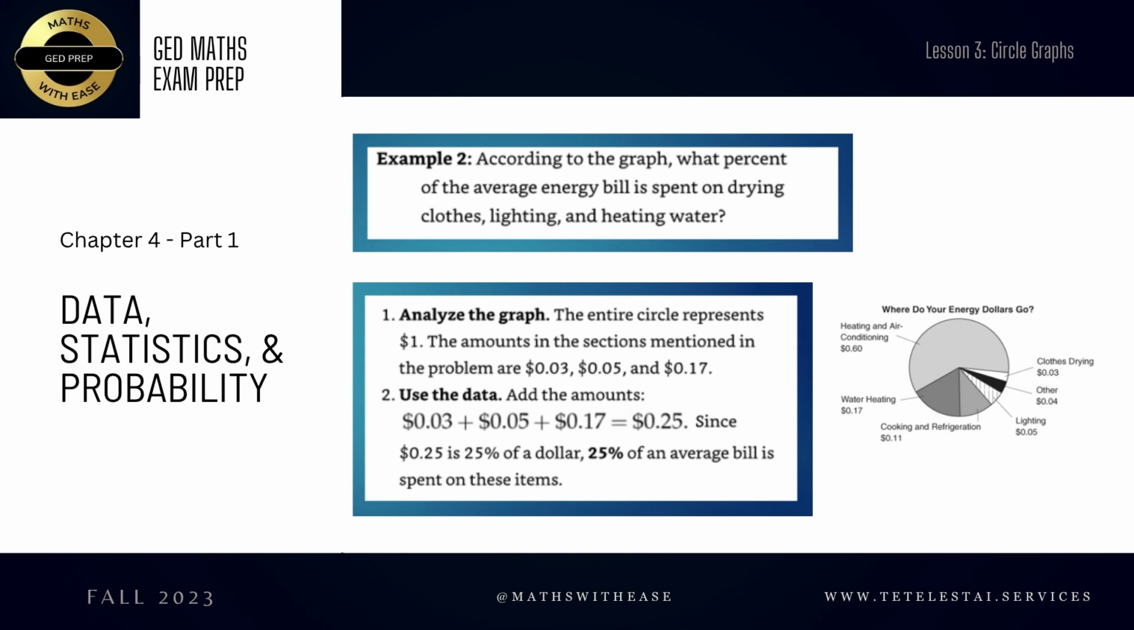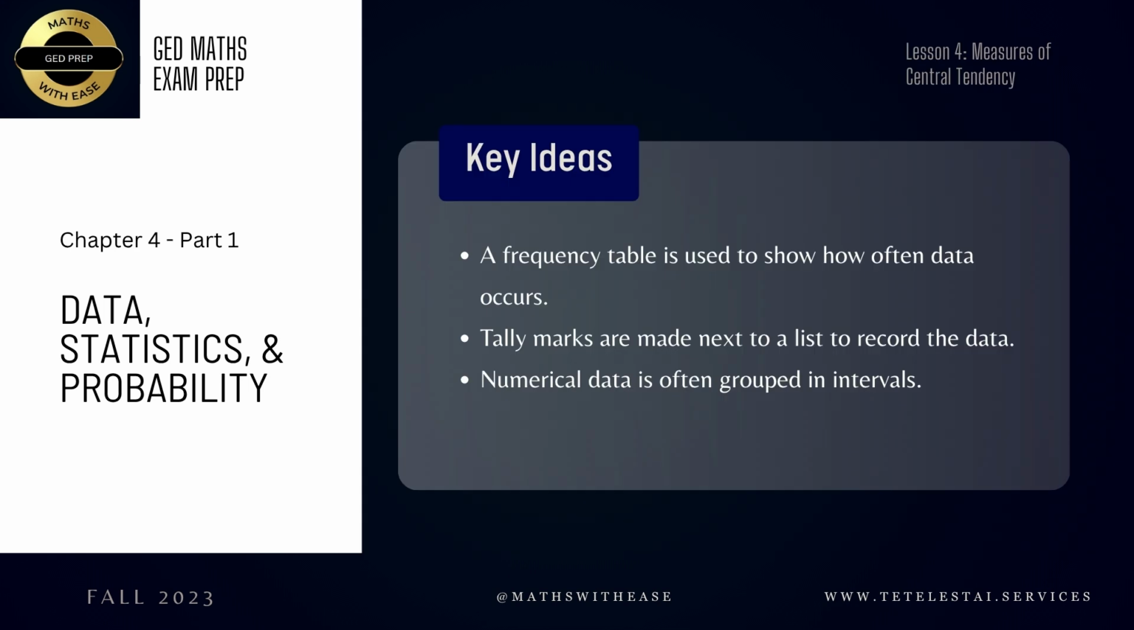And this one is on measures of central tendency. So let me zoom in. A frequency table is used to show how often data occurs. And then you'll see tally marks that are made next to a list of records. And I'm sure you've seen them before, but we'll see examples in this lesson. And then numerical data is often grouped into intervals.